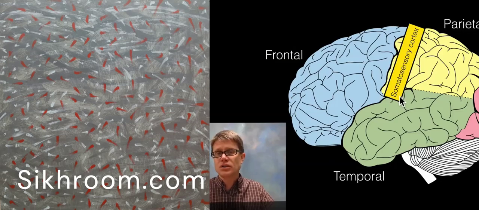Now, if we were to go inside the parietal zone, we'd find a really important part here. It's called the somatosensory cortex. And that's where sensory information is coming into the brain. And then on the other side of the lobe, we have what's called the motor cortex.